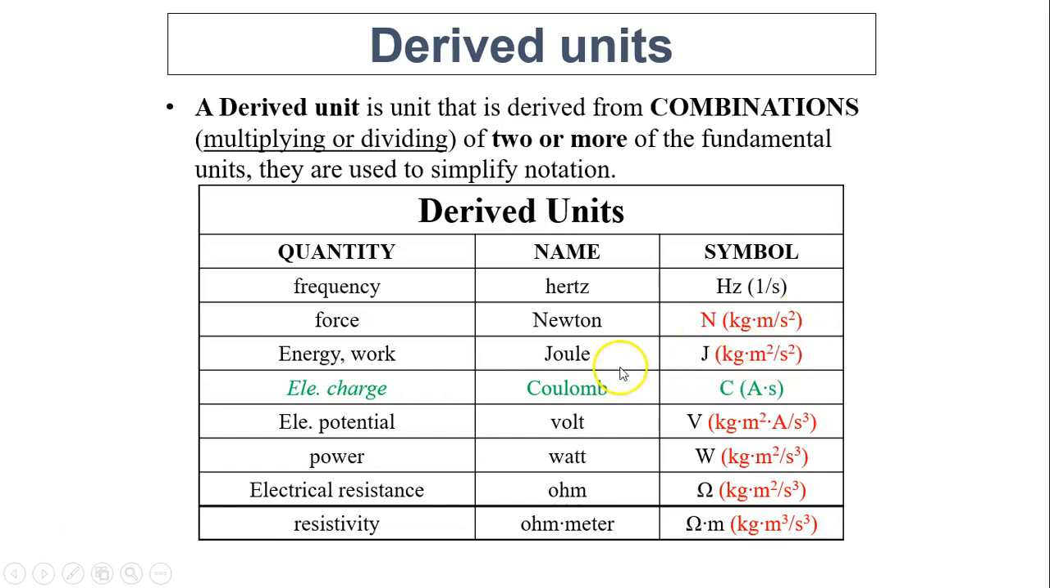Another example is a joule. Joule is a unit for energy. How do we get joule? We combine the fundamental units by multiplying or dividing only. So in this case, we multiply the unit for mass, which is kilograms, by the unit for length, which is meters, and meters times meters again becomes meter squared. Then divide the whole thing by the unit of time, which is second squared, and so forth.